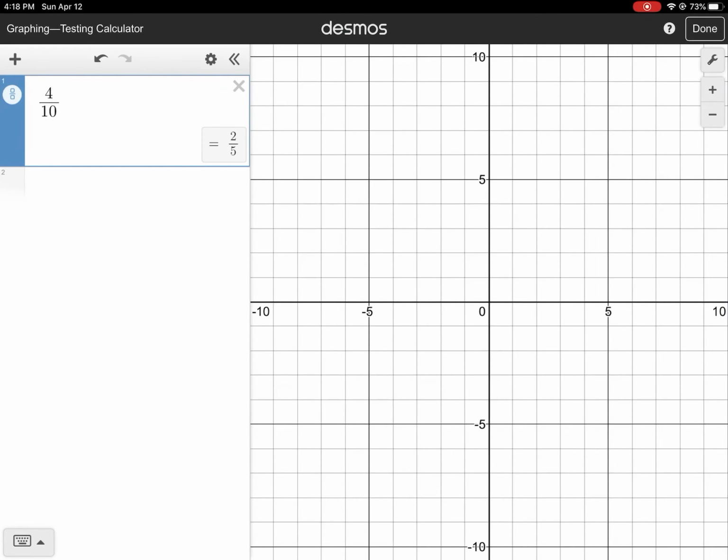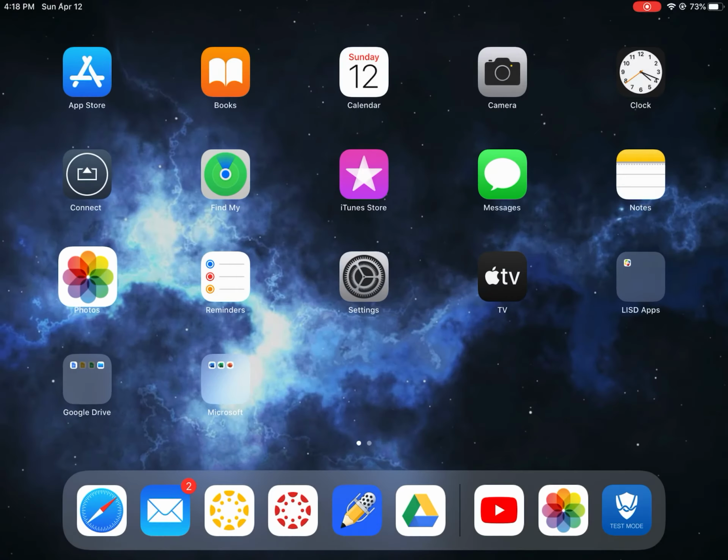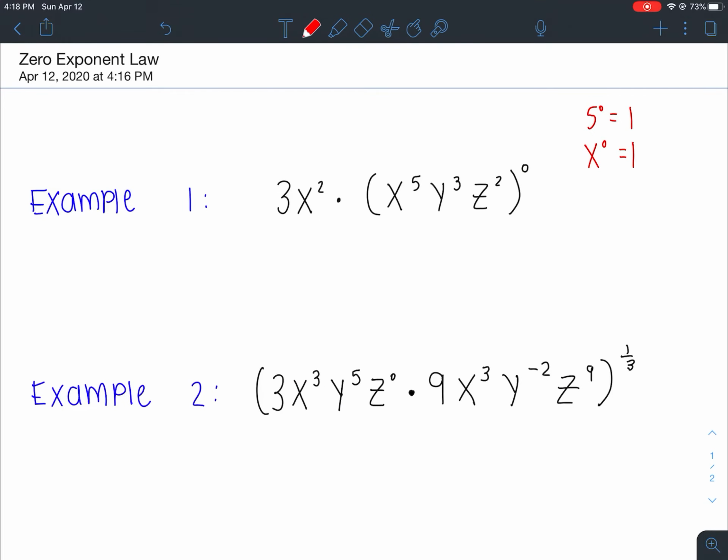Doesn't matter what it is. For example, I will go into Desmos and show you. I will type in a random number to the power of 0, it equals 1. Anything to the power of 0 equals 1. It's my favorite law because it's the easiest one, right?